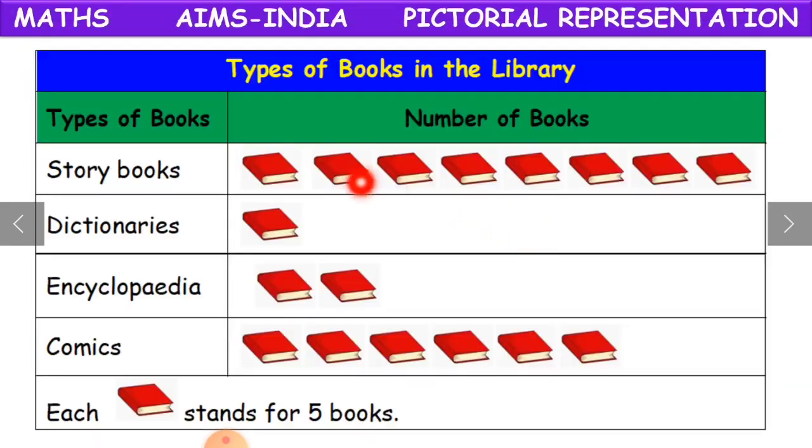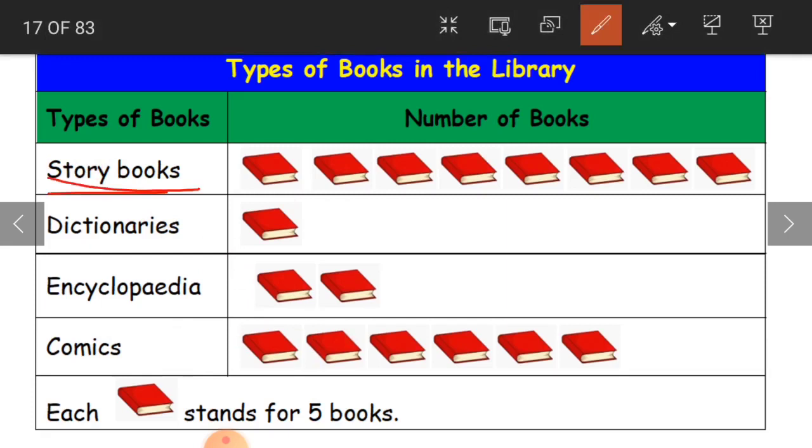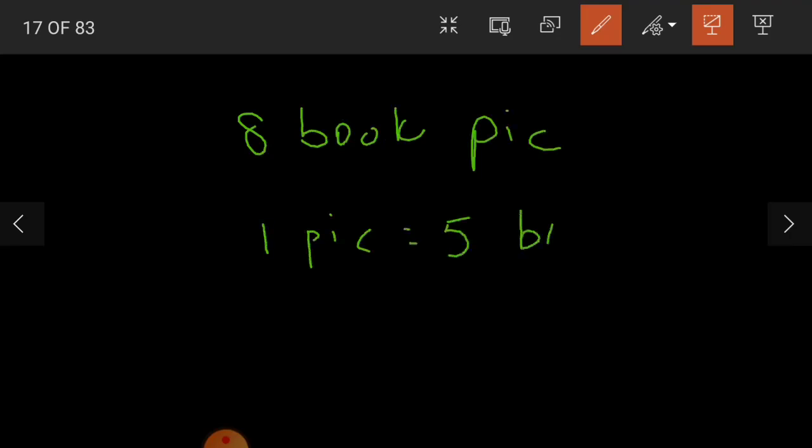So what did our librarian do? Each picture of a book stands for 5 books. Now count the number of story books here. We are having 1, 2, 3, 4, 5, 6, 7, 8. We are having 8 book pictures. And each picture stands for 5 books.